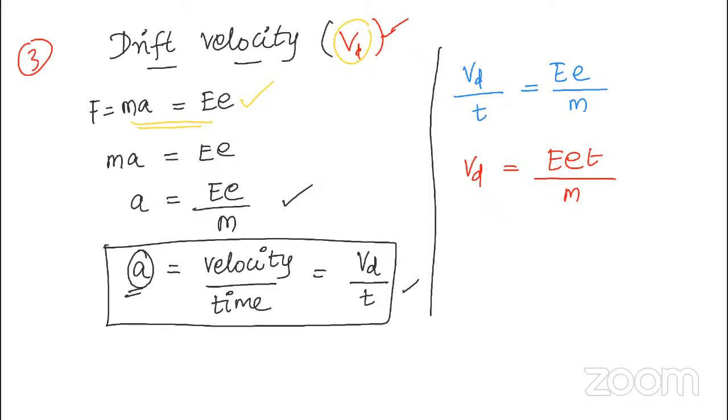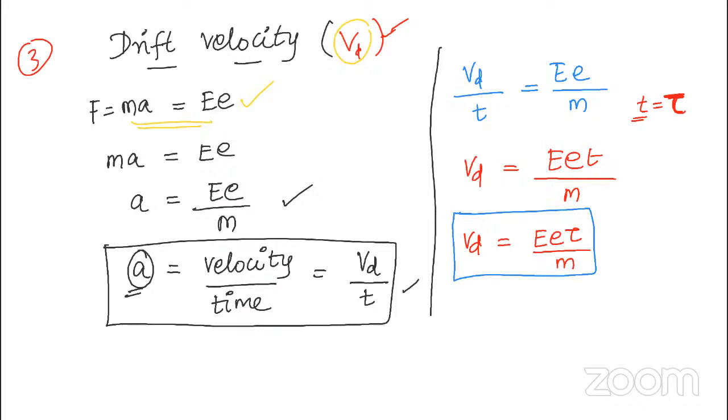Here we are writing the time. Normally it is T, but in drift velocity we use a special term for time, the relaxation time, which is tau. So we write V_D is equal to E e tau divided by M. This is a very, very important relation.